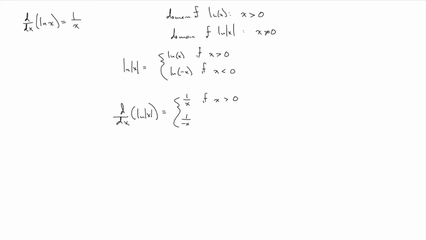And now we have to multiply by the derivative of the function that we just treated like a variable. And the derivative of negative x is negative 1. And when you multiply 1 over negative x by negative 1, you just get 1 over x. And what did we just find? We just found that the derivative of the natural log of the absolute value of x is equal to 1 over x, just like the derivative of the natural log of x was.